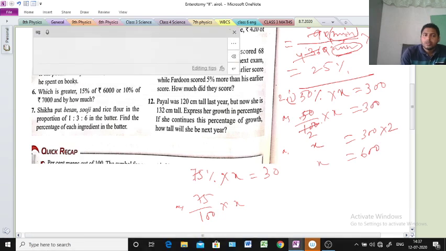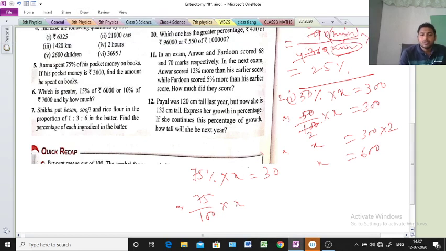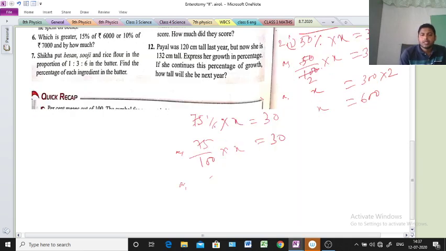Just a minute. Up to this one, clear? So 75% means 75 by 100, after that into x equals 30. Okay, now we find out x equals 30 into 100 by 75. Because 75 by 100 was on the left hand side, when it is brought to the right hand side it will be the reciprocal. Numerator will be denominator and denominator will be numerator.